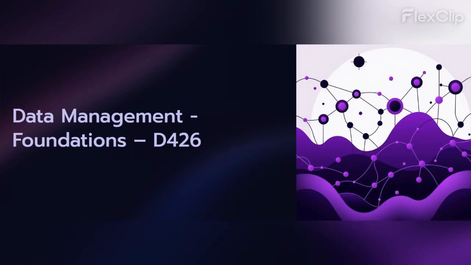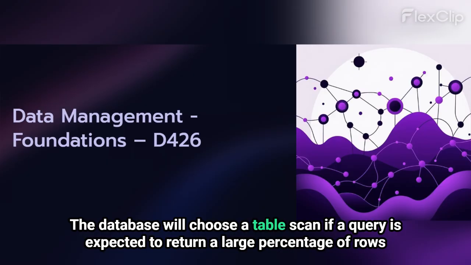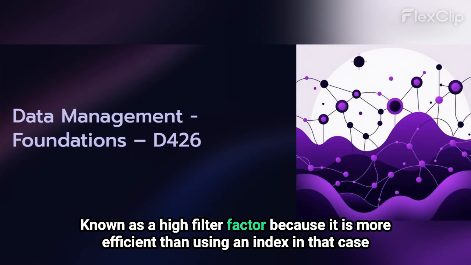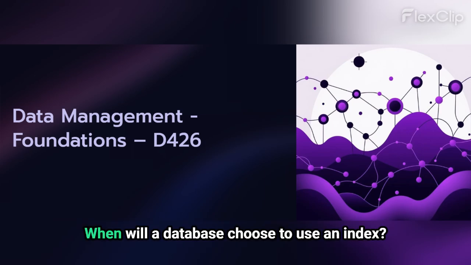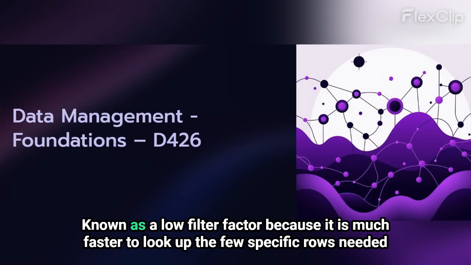When will a database perform a table scan instead of an index scan? The database will choose a table scan if a query is expected to return a large percentage of rows, known as a high filter factor, because it is more efficient than using an index in that case. When will a database choose to use an index? The database will use an index when a query is expected to return a small percentage of rows, known as a low filter factor, because it is much faster to look up the few specific rows needed.